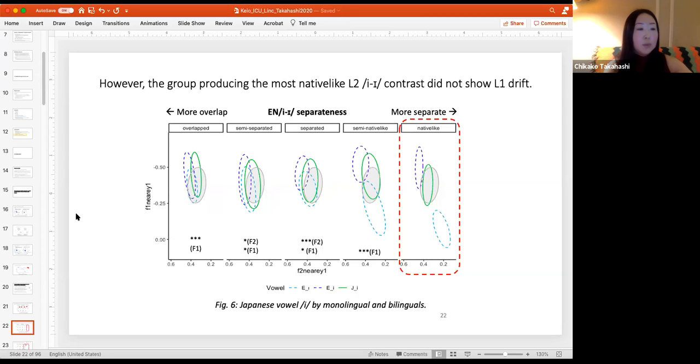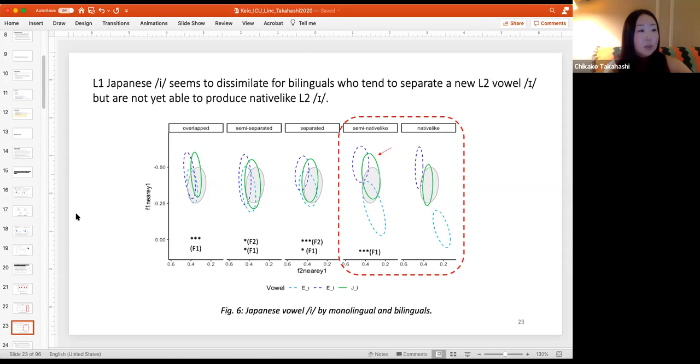However, the group that produced the most native-like English high-front vowels did not show L1 drift. The 3 vowels in the 2 languages seem to be separate from each other. I'd like to now focus on the 2 rightmost groups, the semi-native-like and native-like groups. Participants in each group exhibited 2 English high-front vowels that were significantly different from each other in F1 and F2 space, but only the native-like group produced a native-like distance between the 2 English vowels.